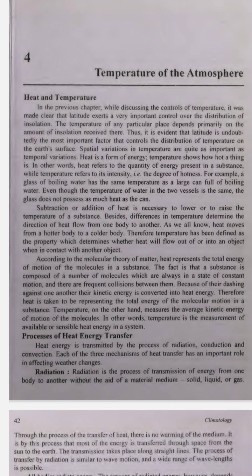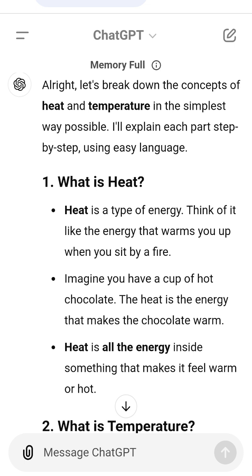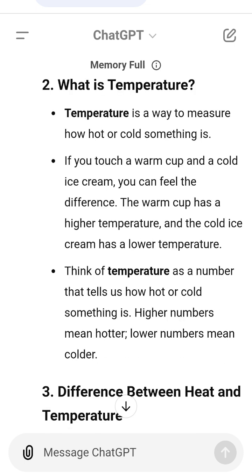6. Molecular motion and heat. Every object is made of tiny particles called molecules, which are always moving. If you heat something, these molecules move faster. When molecules move faster, they bump into each other more, creating more heat.